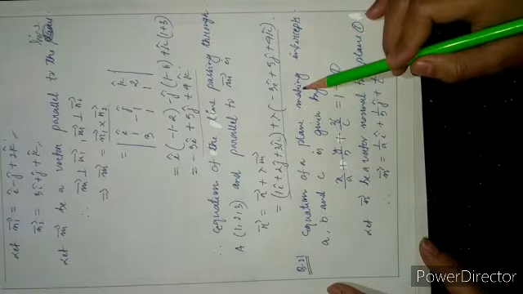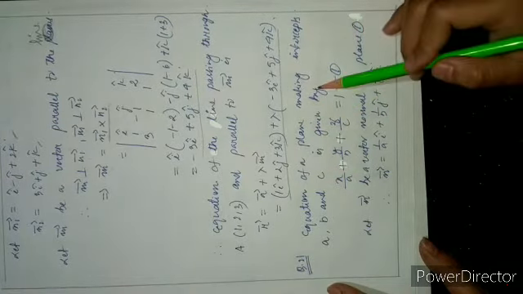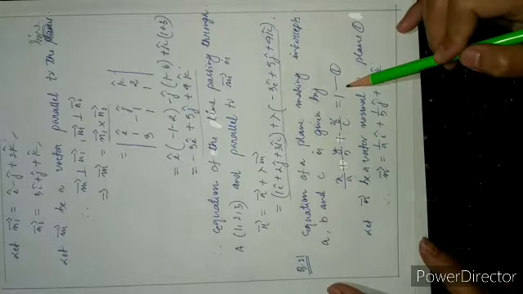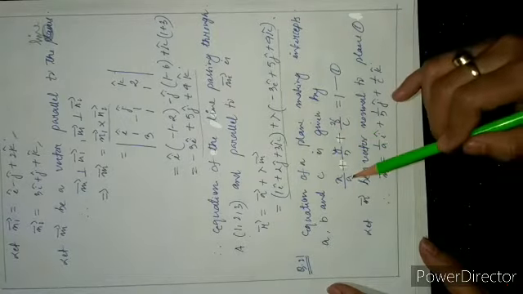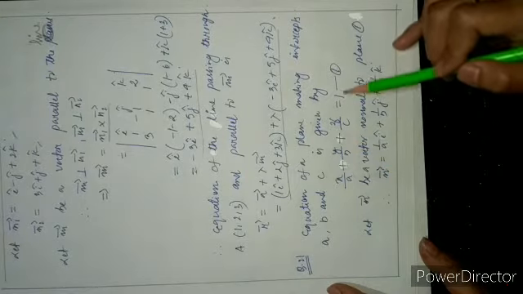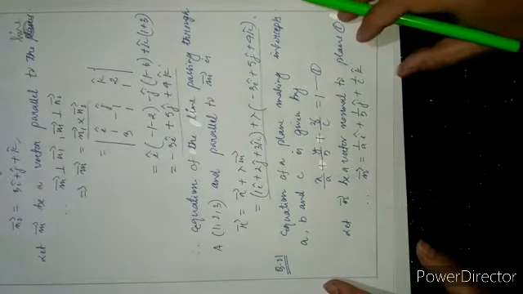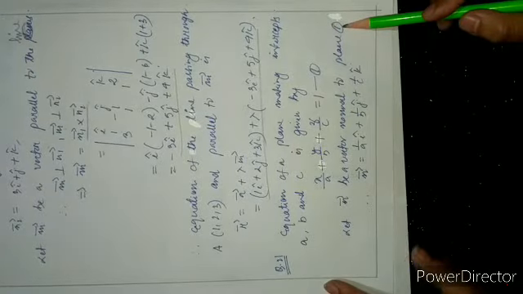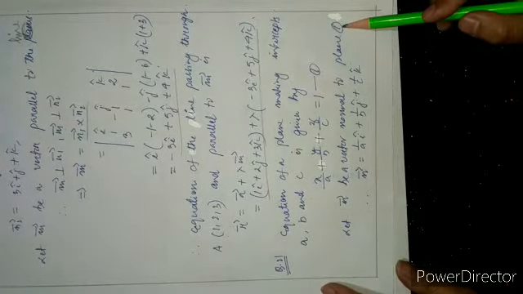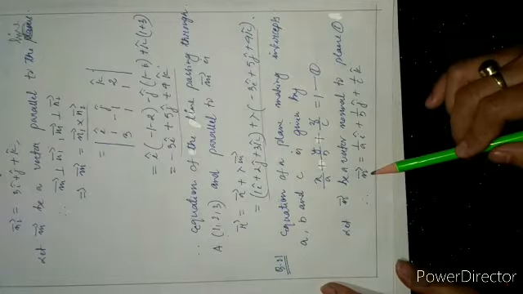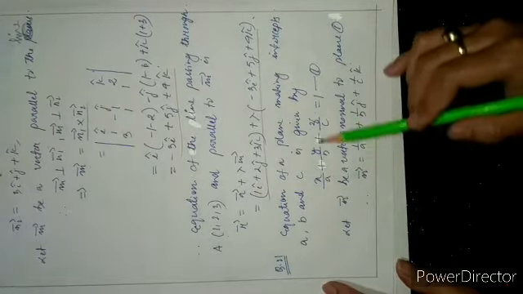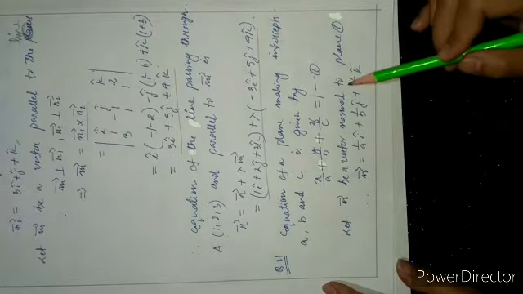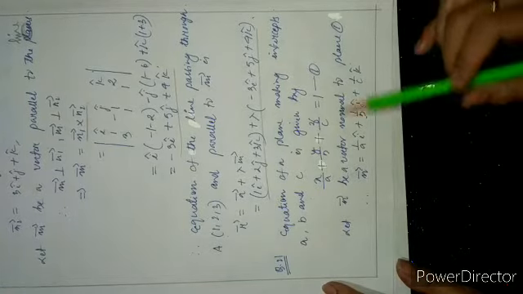Equation of the plane making intercepts a, b, c is given by x by a plus y by b plus z by c is equal to 1. This is the intercept form, equation 1. Let n vector be a vector normal to the plane 1. The coefficients of x, y, z give n vector equal to 1 by a i cap plus 1 by b j cap plus 1 by c k cap.